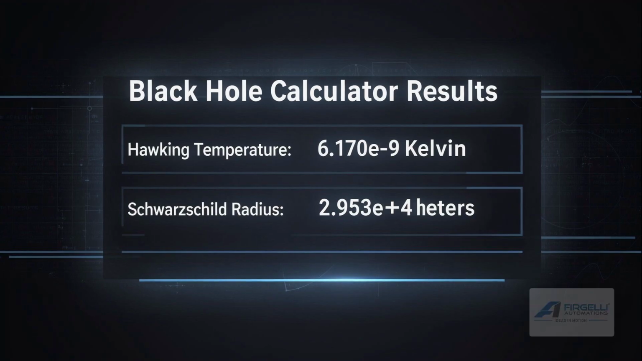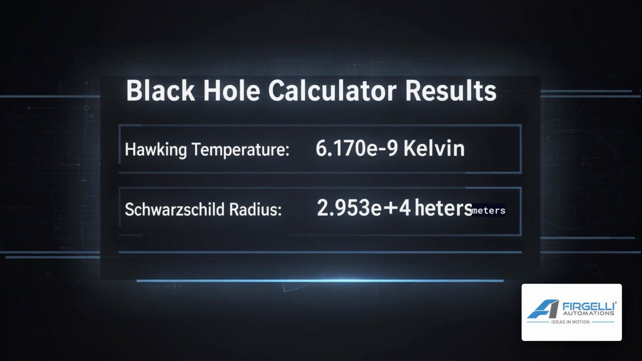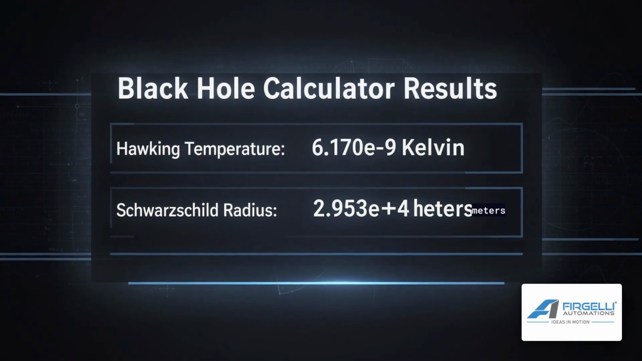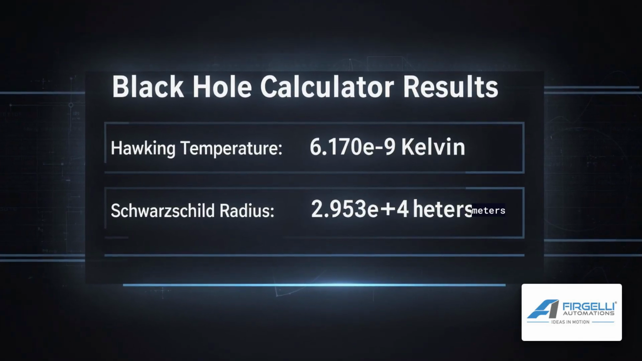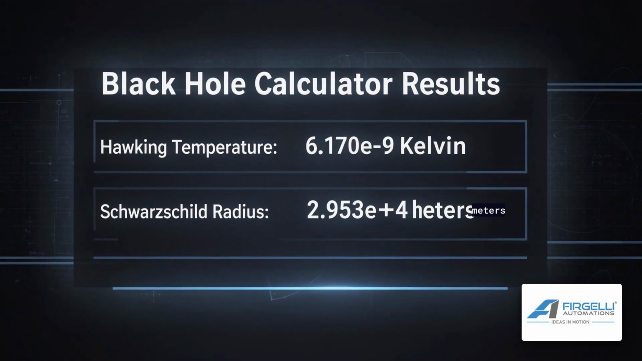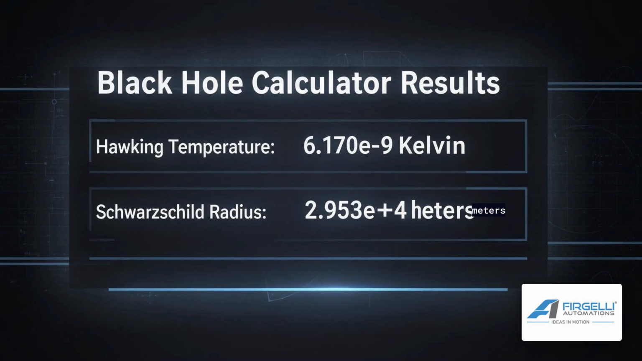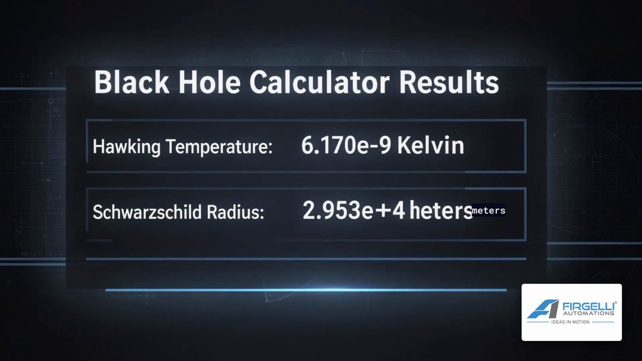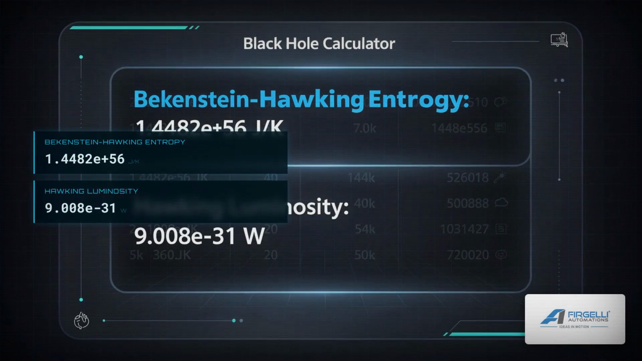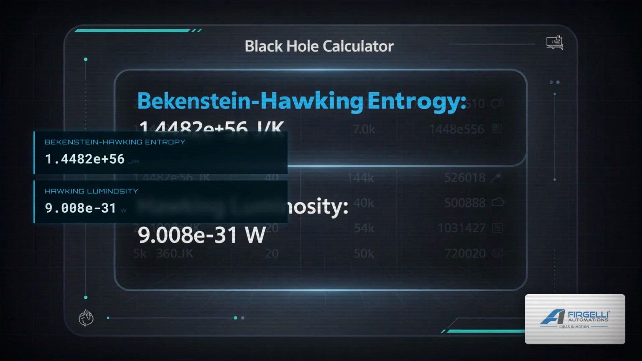The calculator returns 6 results. Hawking temperature is 6.170 E-9 Kelvin. Extremely cold, as expected for stellar mass black holes. Schwarzschild radius equals 2.953 E+4 meters, or about 30 kilometers. Bekenstein-Hawking entropy shows 1.4482 E+56 joules per Kelvin.